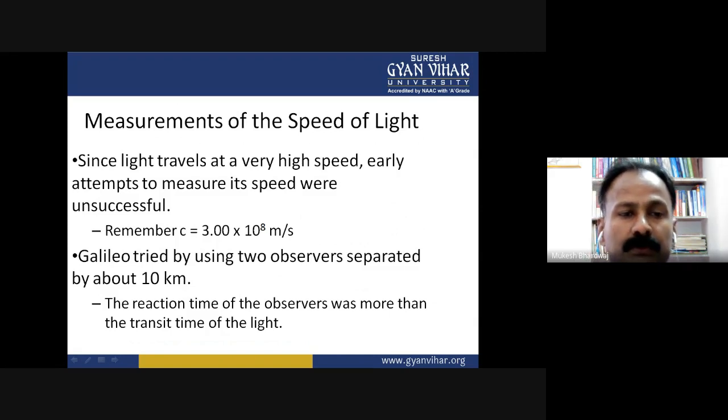Galileo tried by using two observers separated by about 10 kilometers. The reaction time of the observer was more than the transit time of the light.